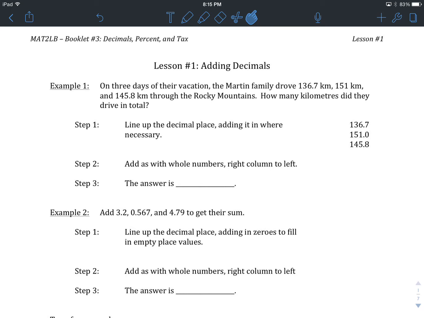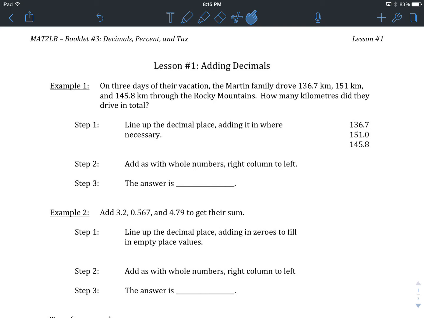On 3 days of their vacation, the Martin family drove 136.7 kilometers, 151 kilometers, and 145.8 kilometers through the Rocky Mountains. How many kilometers did they drive in total? Okay, so they're asking us to add up these three different driving amounts.